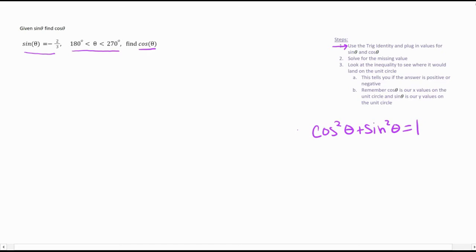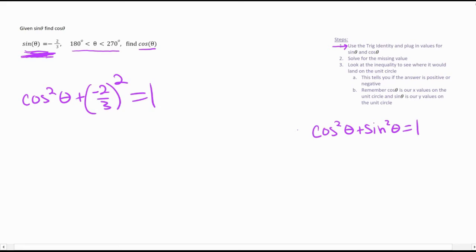So how I can use this to solve is I know what sine theta is. And again, I'm not actually even looking for what theta is. I'm just looking for what cosine theta is. So I don't have to find exactly what theta is. But what I can do is plug this into this equation. So I know that I'm taking cosine squared theta plus, I know sine theta is negative 2/3, I am squaring that, and that equals 1.